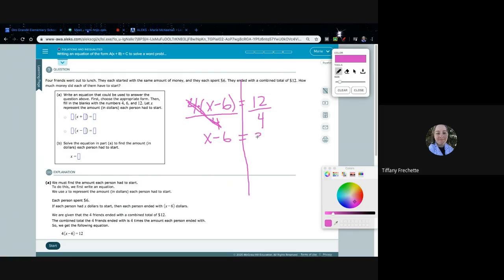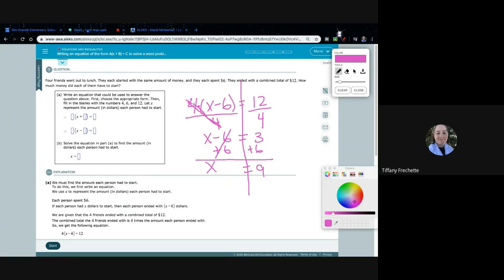Equals 3, because 12 divided by 4 is 3. And now all I have to do is add 6 on both sides to get x all by itself. So x comes down. 6 minus 6, they're opposites, so when I subtract, I get 0. And 3 plus 6 is 9. So I got the exact same answer this way. It just depends on which way makes it a little easier for you.